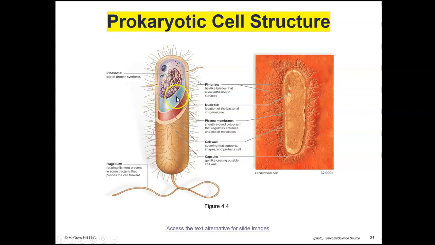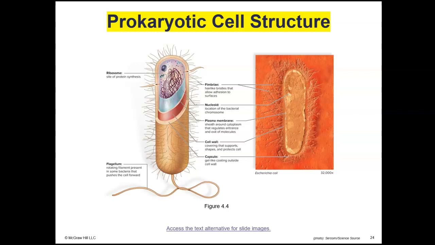Then we're going to have structures outside the plasma membrane: the cell wall, the capsule outside the cell wall, and structures called fimbriae, which are little hair-like bristles that allow the bacteria to adhere or stick to surfaces. The bacteria or prokaryotic cells can also have a flagellum, which would help them to move. So we're looking at an individual E. coli cell here as a representation of a prokaryotic cell.